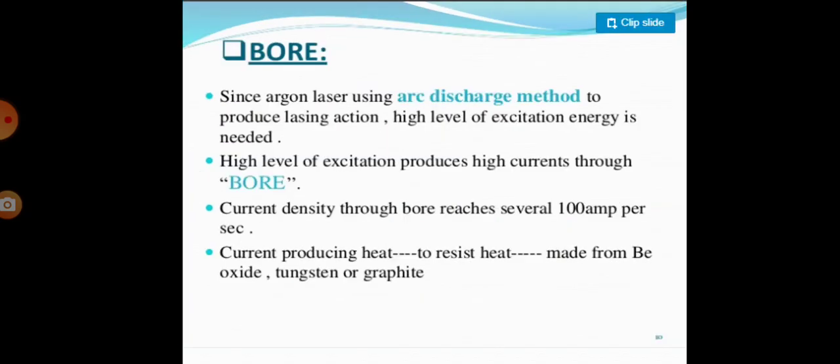Bore. Some argon lasers use an arc discharge method to produce lasing action. A high level of excitation energy is needed. High level of excitation produces high current through the bore. Current density through the bore reaches several hundred amperes per square centimeter. The current produces heat, so the bore is made of heat resistant material such as oxide, tungsten or graphite.